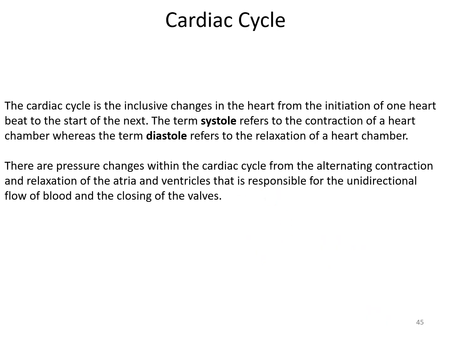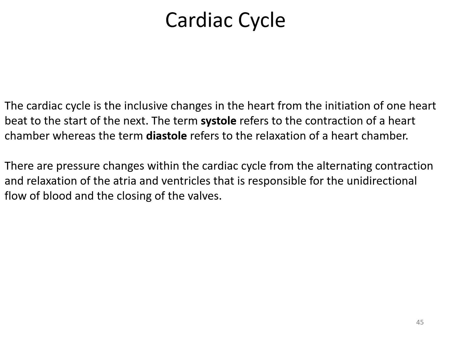When you hear the term cardiac cycle, it's basically all of the changes in the heart from the initiation of one heartbeat to the start of the next. You've got the term systole, which refers to the contraction of a heart chamber, and diastole refers to the relaxation. So when the ventricle contracts, it's called ventricular systole. When the ventricle relaxes, it's called ventricular diastole.